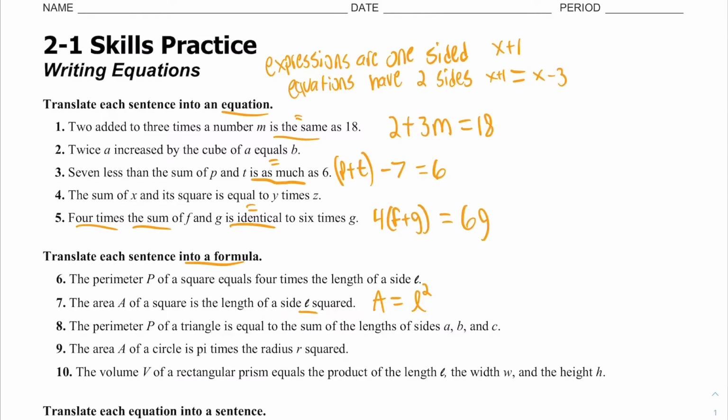The area of a circle is, so that's the equal part, pi times the radius squared. So we just have r squared.